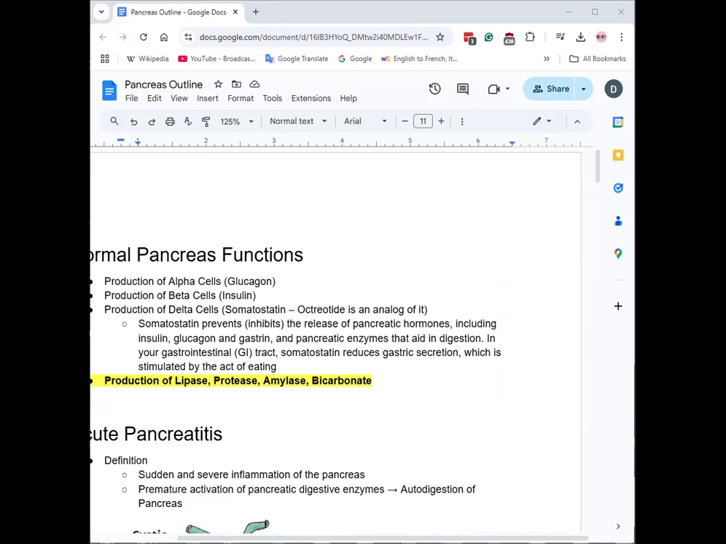And it has a lot of different purposes, but for here, those are the main ones we talk about. Apparently, it can also help with watery diarrhea and issues with growth hormone, but we don't worry about that.